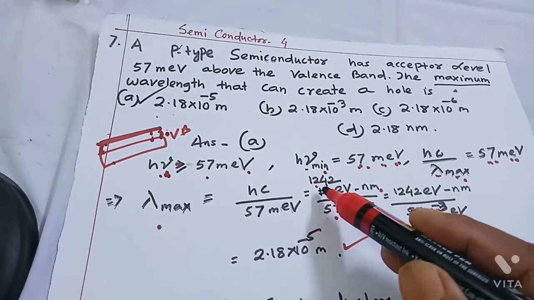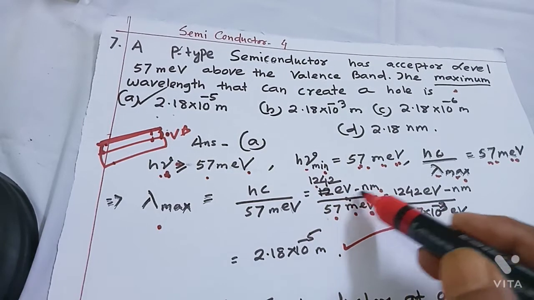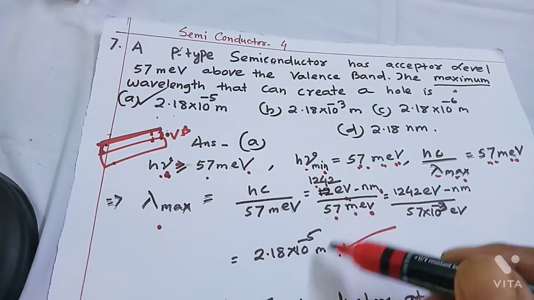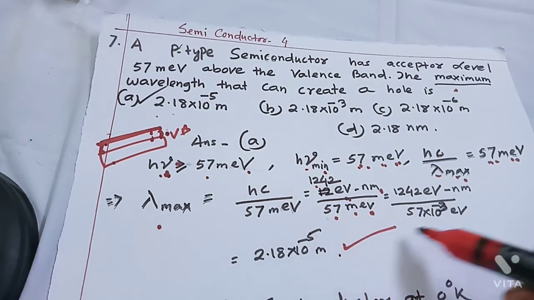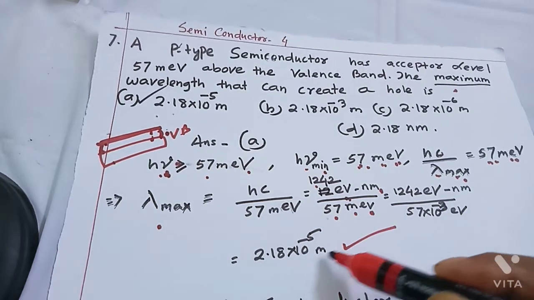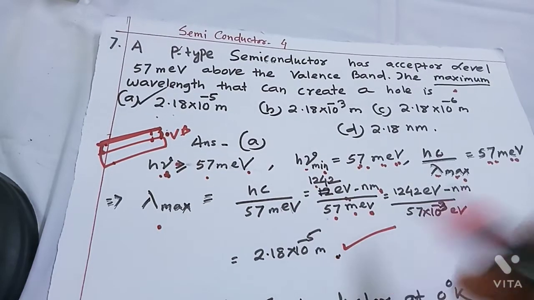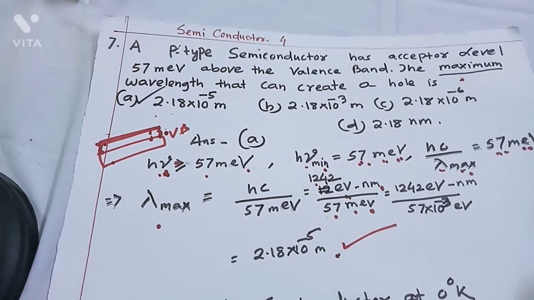Now substituting the value of hc, that is 1242 electron volt nanometer, the value of lambda maximum can be obtained. It is equal to 2.18 times 10 to the power minus 5 meter. So the choice is A.